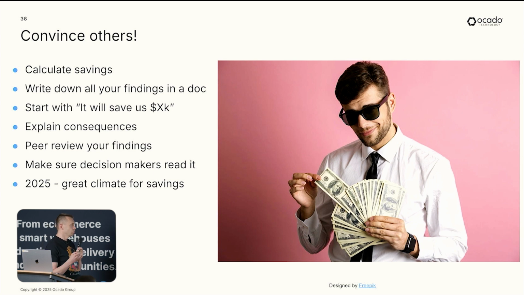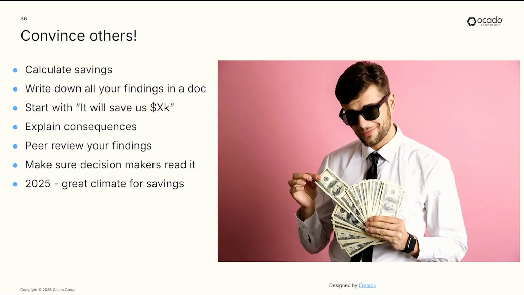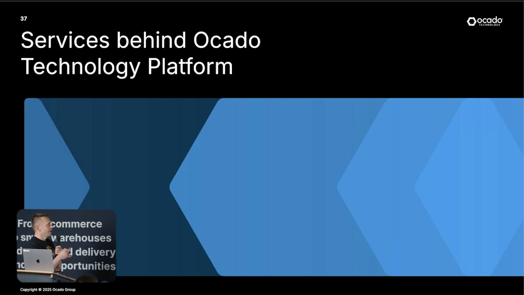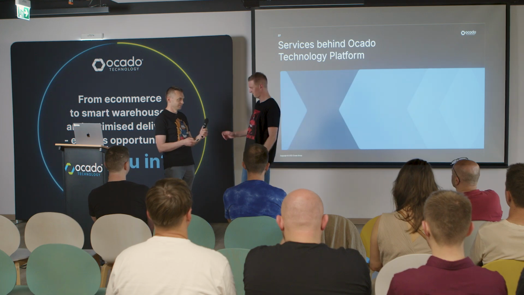So yeah, 2025 is basically a great climate for savings because interest rates are quite high. It's harder for companies to obtain money from the market. And some countries are trying to make tariffs great again. And it's basically easier to convince people. And people do understand money. Your manager might not understand what NAT Gateway is, what it does, but he will goddamn well understand that by replacing it with an open source alternative, you are going to save the company like $1 million next year. And with that, I'm going to pass the mic to Maciek, who is going to tell you more about our architecture. Thanks.